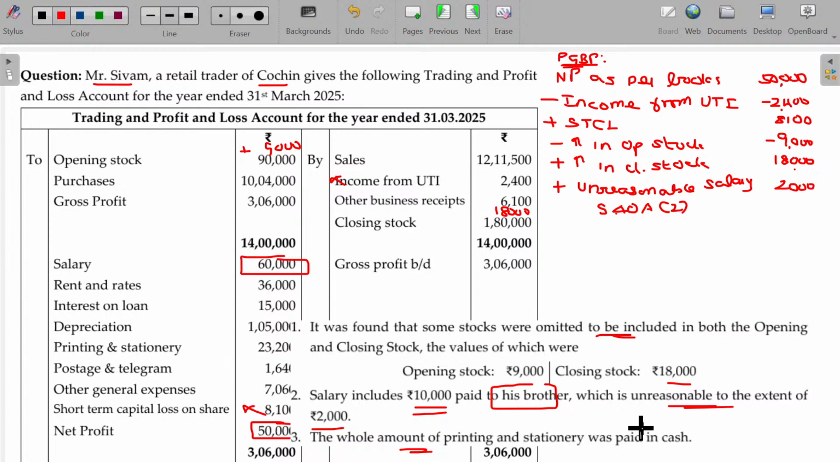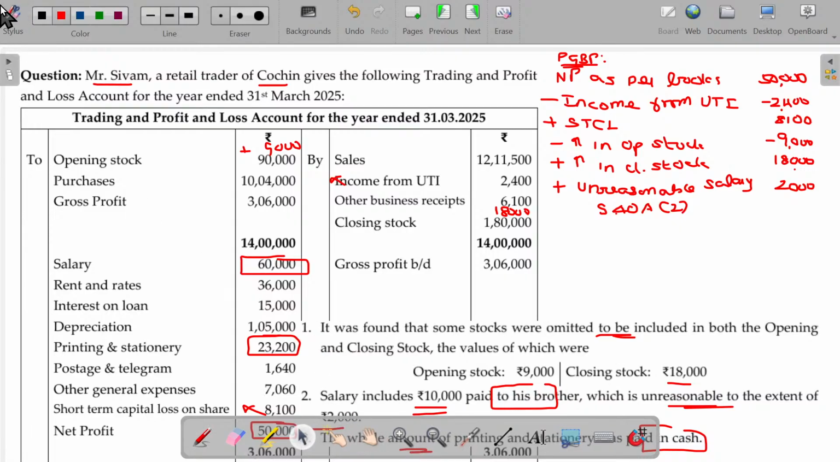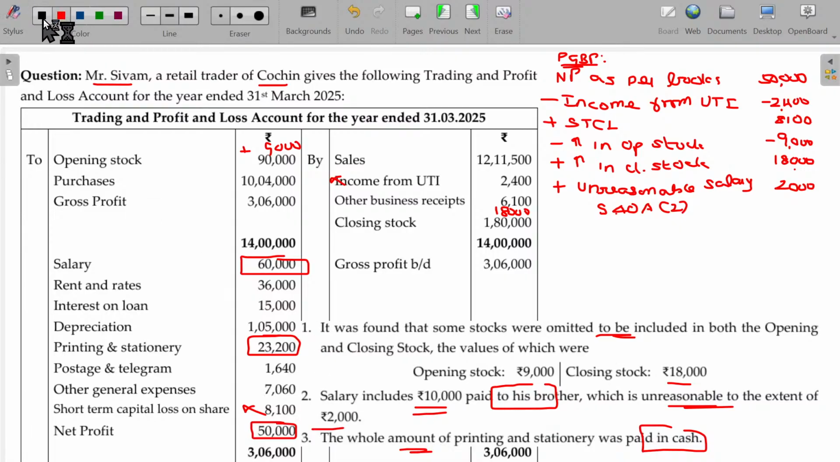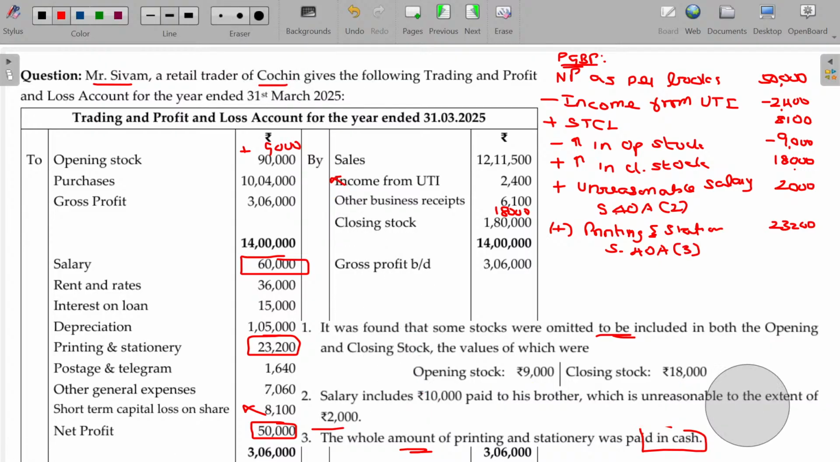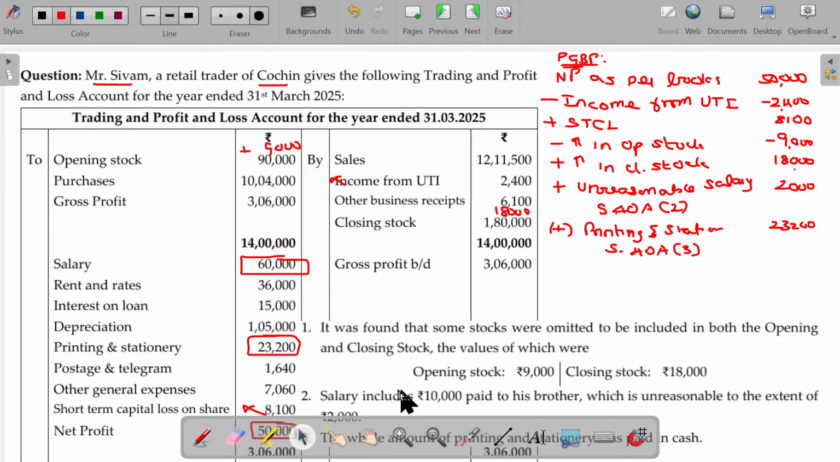The whole amount of printing and stationery was paid in cash. This printing and stationery expense of 23,200 was paid in cash. If you make a payment of expenses in cash in excess of 10,000, it is completely disallowed. So add back printing and stationery expenses, disallowed under section 40A clause 3, the value being 23,200, as the payment is made in cash in excess of 10,000 rupees. So I've incorporated 3 adjustments already.